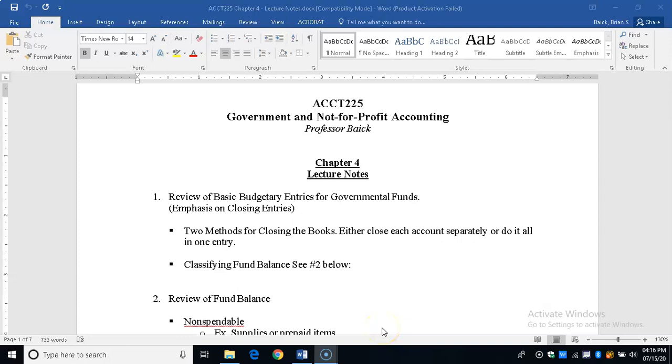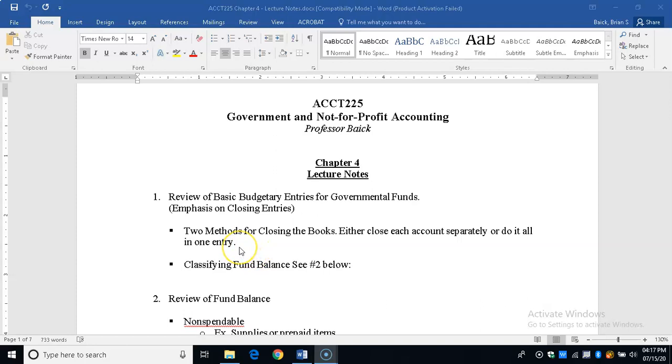In Chapter 4, we'll be doing some review, and then we'll also be going over the reconciliation worksheet for budgetary accounting. So if you look at the Chapter 4 lecture notes, we'll go over a couple things first. In this chapter, we're going to be talking about making closing entries. In the prior chapter, we talked about budgetary accounting and some journal entries, and in this chapter, we're going to be talking about the closing entries.